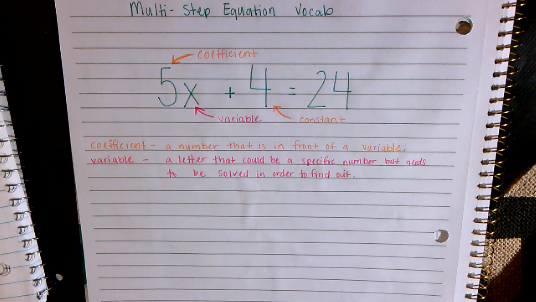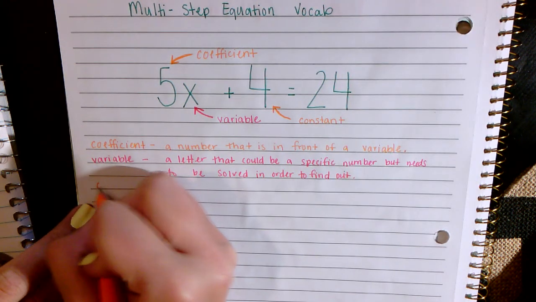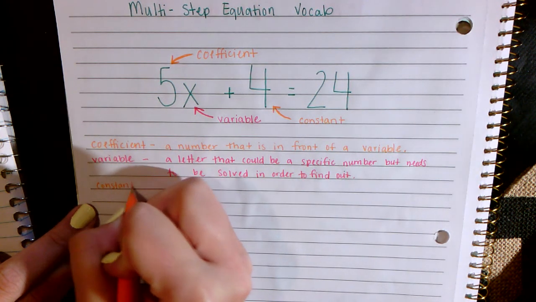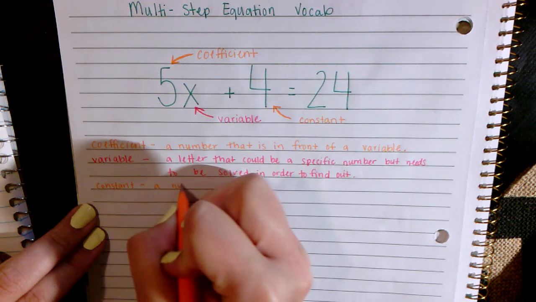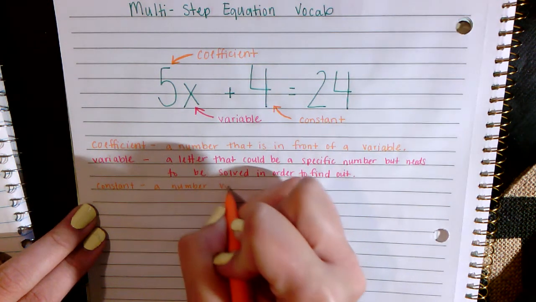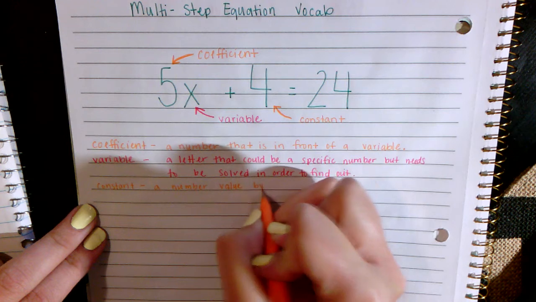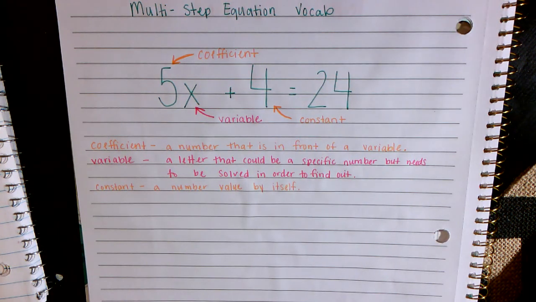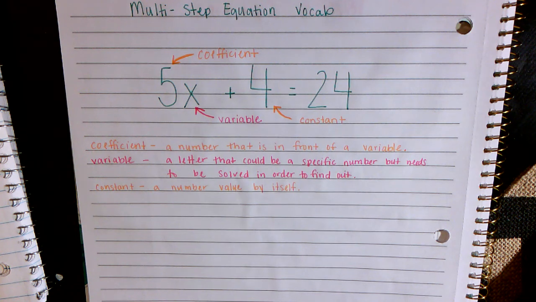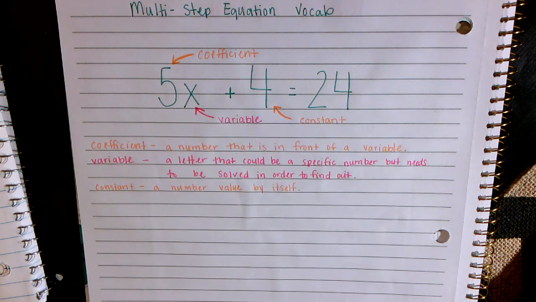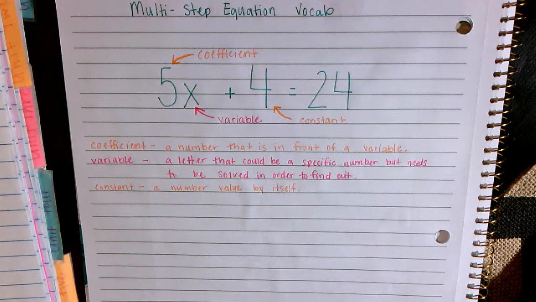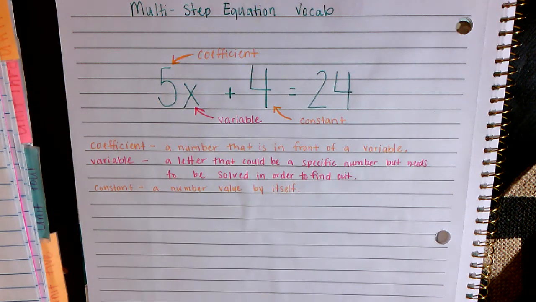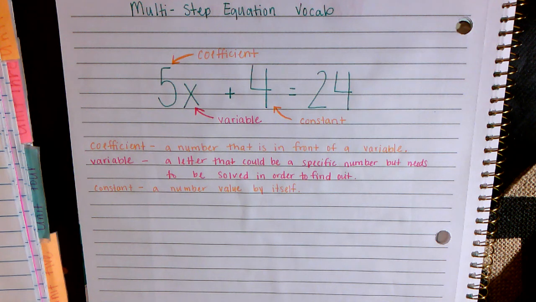And then our last term here is constant. And that's the easy one. A number value by itself. Right? So those are the parts of your equation and the definitions of each. So I'm going to give you one quick one-step equation and one quick two-step equation and show you the last page of your notes, which is your practice for the day.